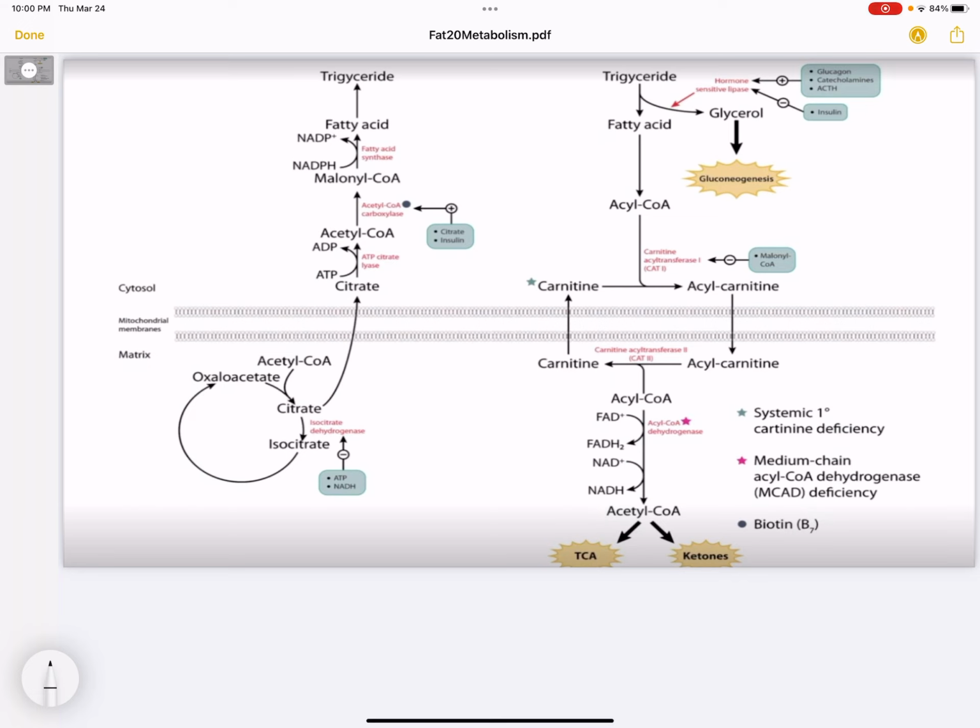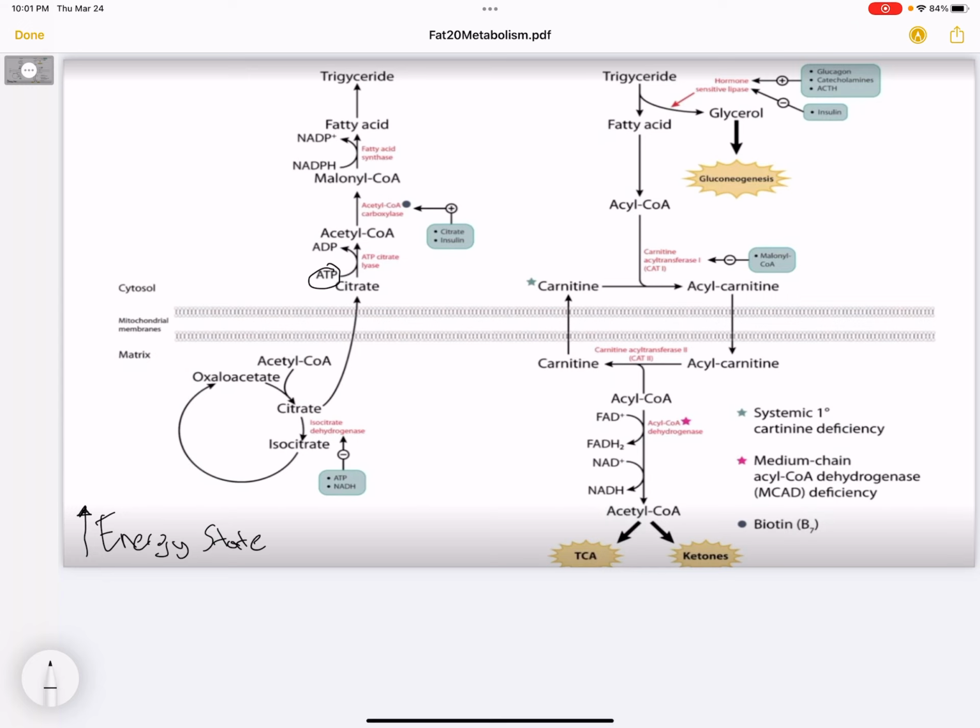One of the big major things that we have to know about this process is that it is going to occur during high energy states. And this should make sense because if we're starving, then we don't want to use ATP to store fat for future energy use because we need that energy right now.